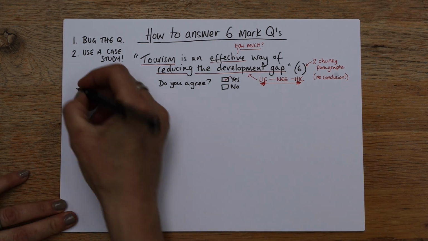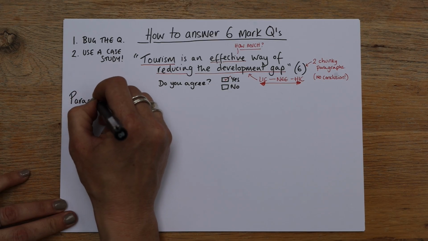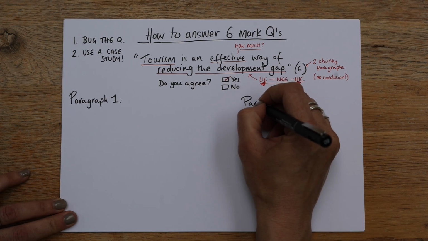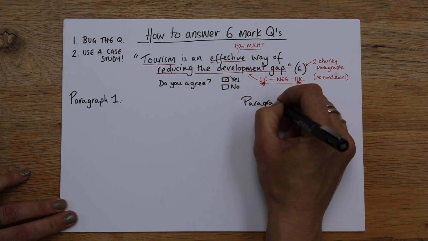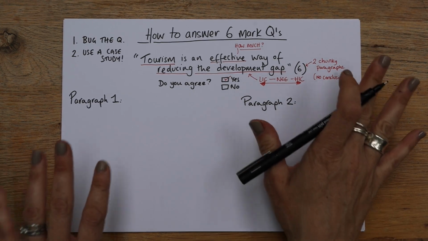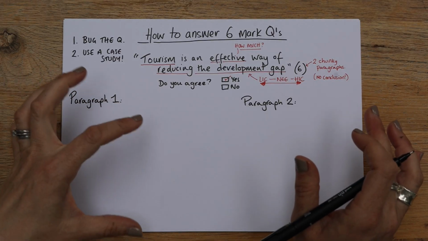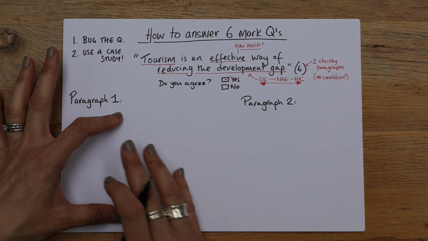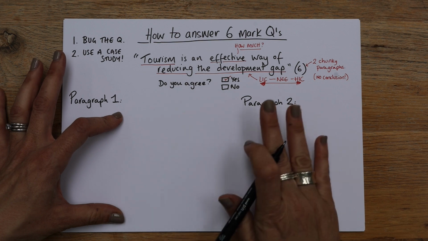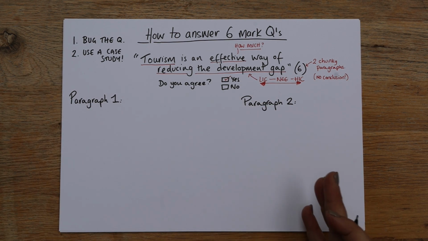The trick I do, we'll have paragraph 1 over here, and I'll put paragraph 2 there, is I do on one hand, on the other hand. I'm literally showing you this with my hands. Basically we're going to have a paragraph 1 all about how it is amazing and it can reduce the development gap and it's so good. And then paragraph 2 will be however on the other hand, and we'll give the negatives.